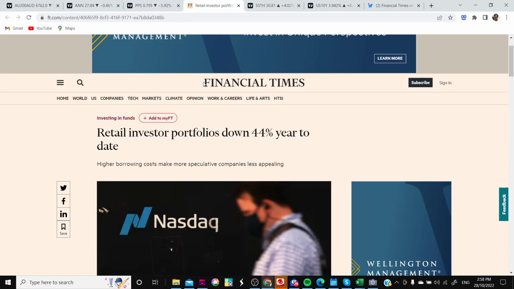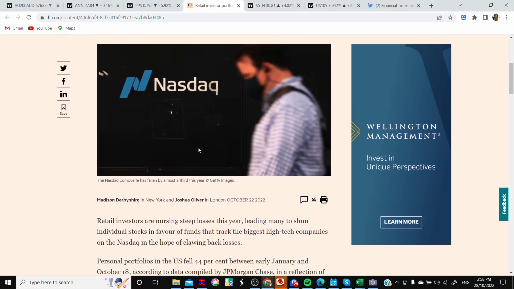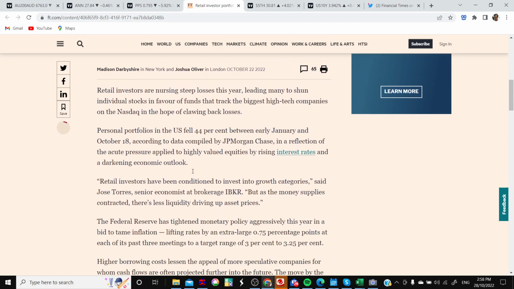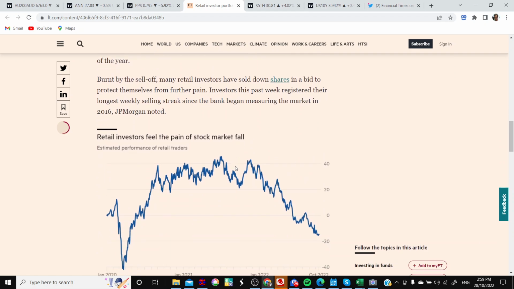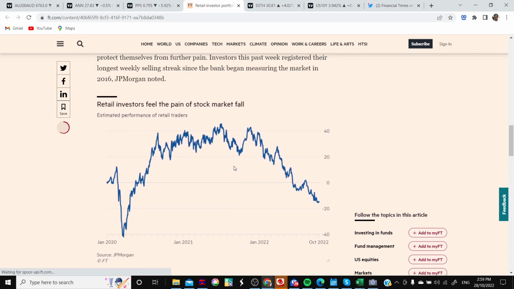Now, this turned up on my Twitter feed through the week. This is really interesting. It's a Financial Times article. They talk about retail portfolios down 44% year to date. And if we go into the article, it was all done according to data from JP Morgan Chase. So they've gone through their data and they've been able to compile what they believe looks like a typical retail portfolio. Now, the really interesting part is this graph.